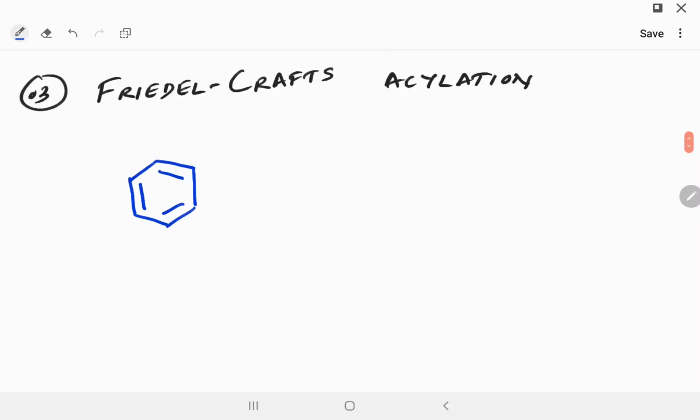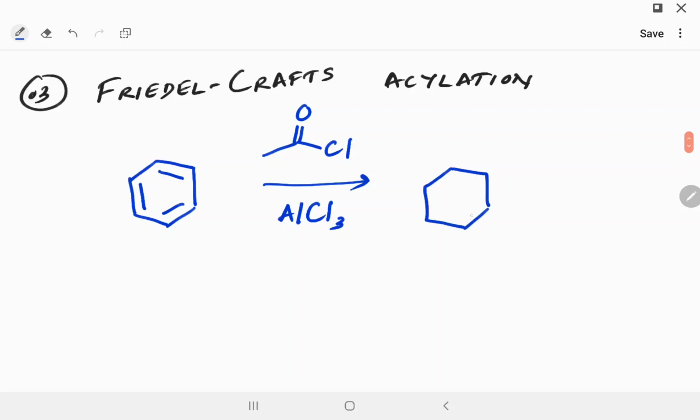And for the benzene ring, you are going to use an acyl group. So let's use something like this, CH3COCl. And then of course, as a catalyst, you will use aluminium chloride, AlCl3. All right, so this is your catalyst. And then what happens is that you will attach the acyl group to the benzene ring. So this is the reaction that you learned.